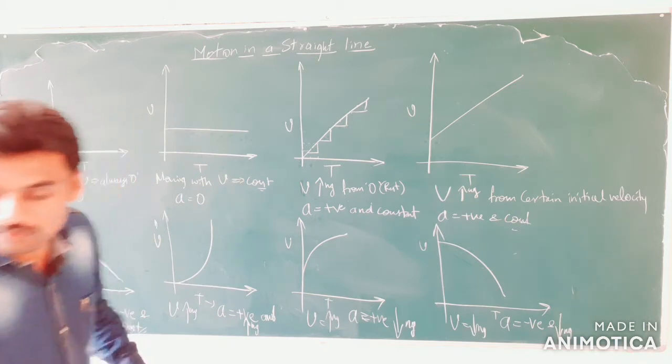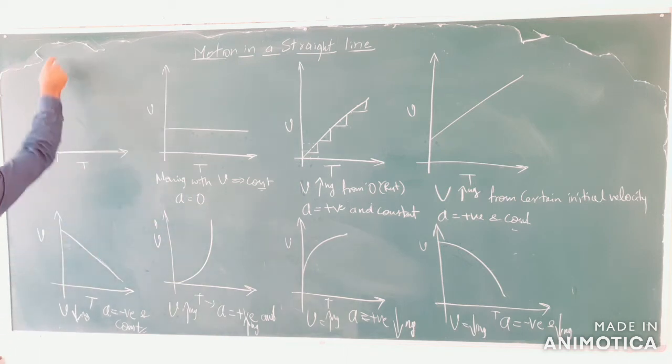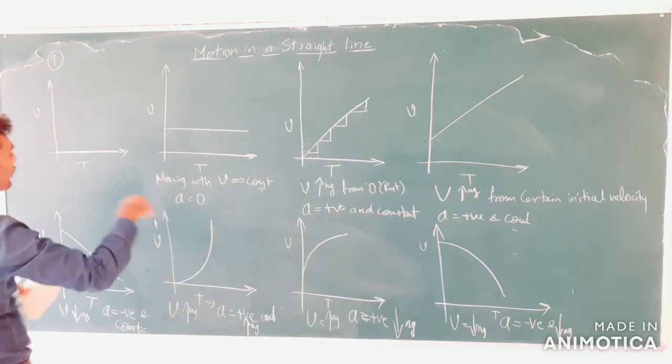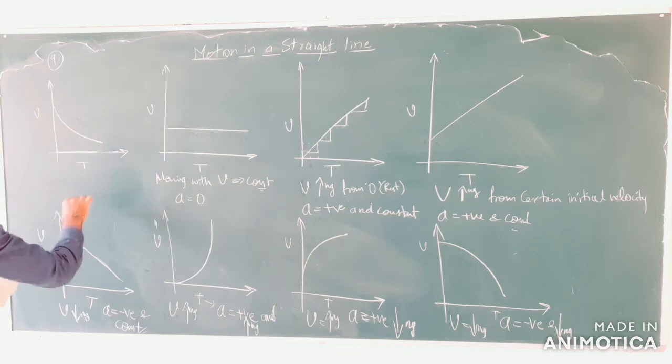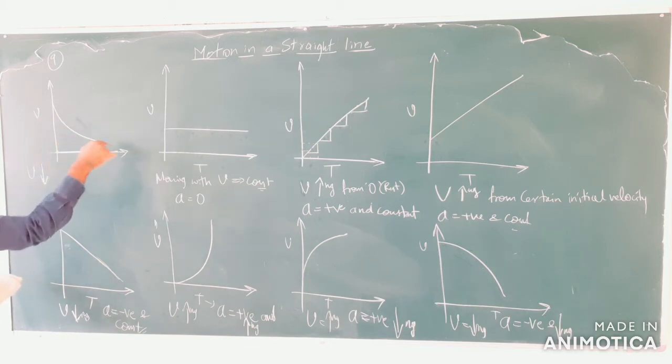Now one more graph. So these are 8 graphs. This is the 9th VT graph that I am taking now. So next is like this. What is happening to velocity? Velocity is obviously decreasing, becoming less and less and less.